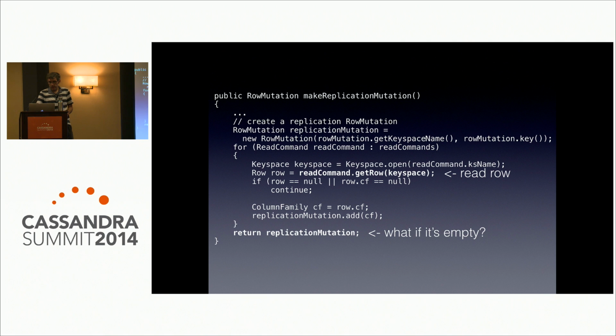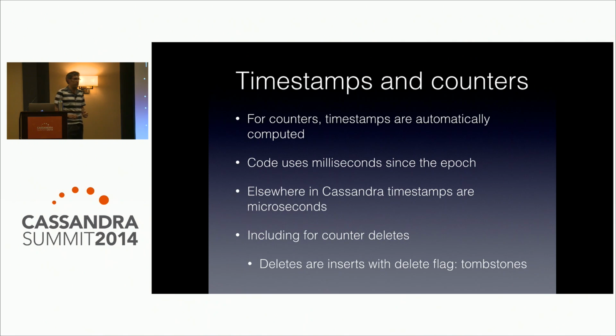Well, I got a bit suspicious at this stage. So I remembered that for counters, the timestamps, so here the timestamps are for each shard value, there's a timestamp. And I remembered that those were automatically computed. You can't specify them from a CQL statement. They're just specified to be milliseconds into the epoch, which is non-standard. So almost everywhere in Cassandra, the timestamps are micros since the epoch, including counter deletes.